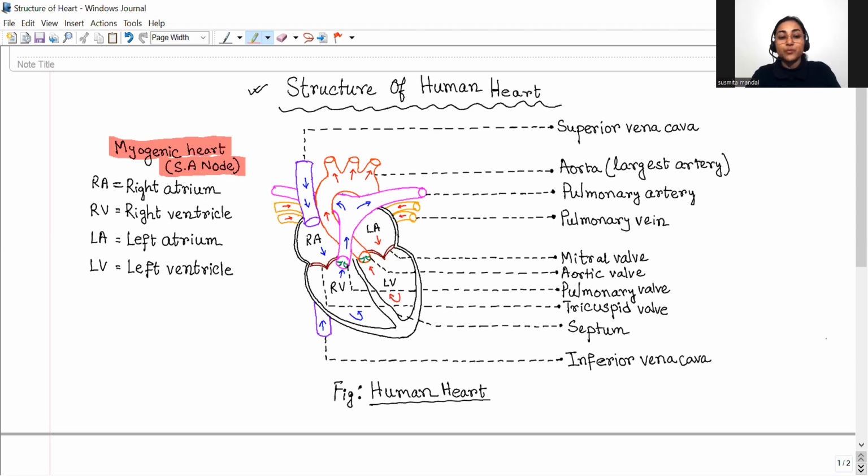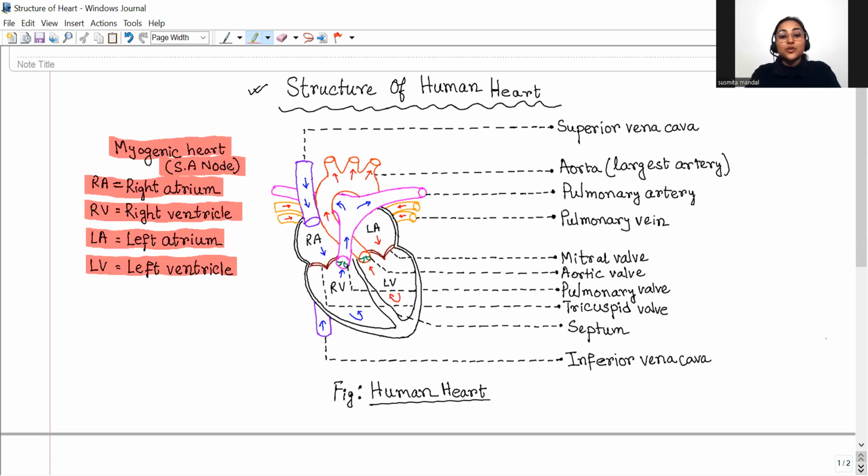Now, the human heart has four chambers. The upper chambers of the human heart are known as atria, and the lower chambers are known as ventricles. The four chambers of the human heart are the right atrium, right ventricle, left atrium, and left ventricle.